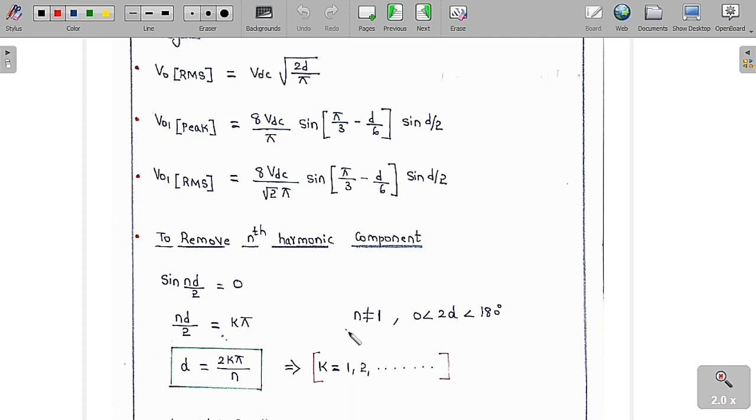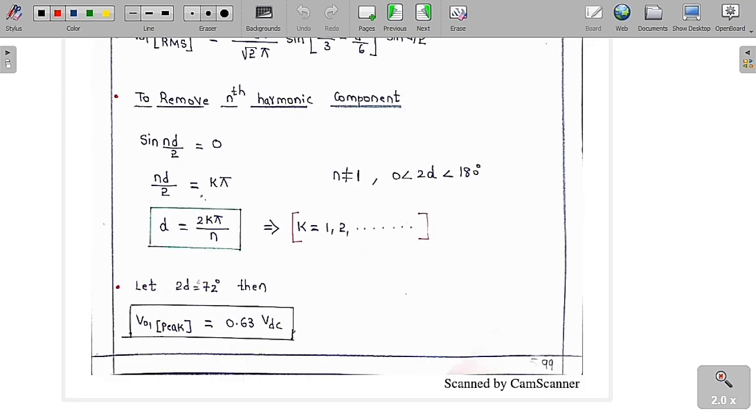We cannot remove the fundamental component, so n is not equal to 1. The overall pulse width 2d is going to lie between 0 and 180 degrees. This is the condition that you need to remember. Suppose I choose an overall pulse width 2d equal to 72 degrees and want to find the peak value of the fundamental output voltage. If I substitute in that expression, I am going to get 0.63 VDC.